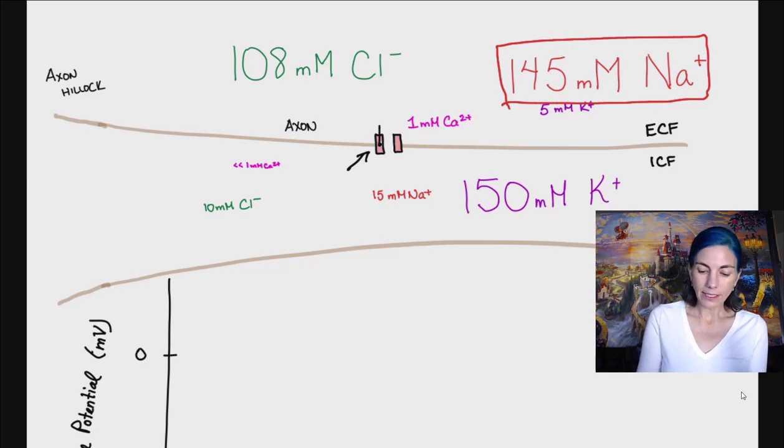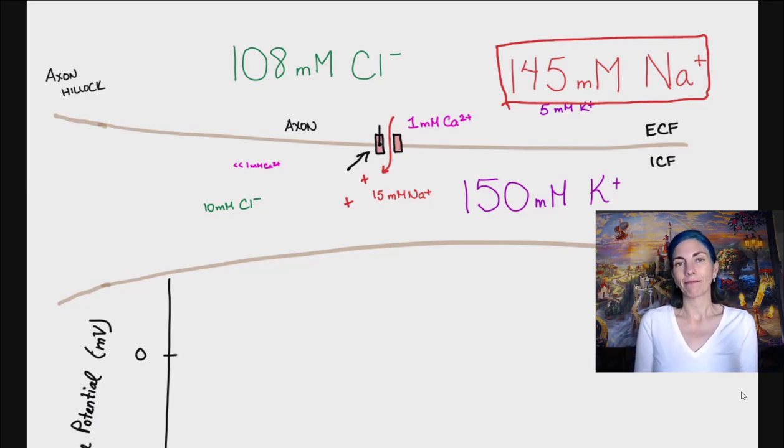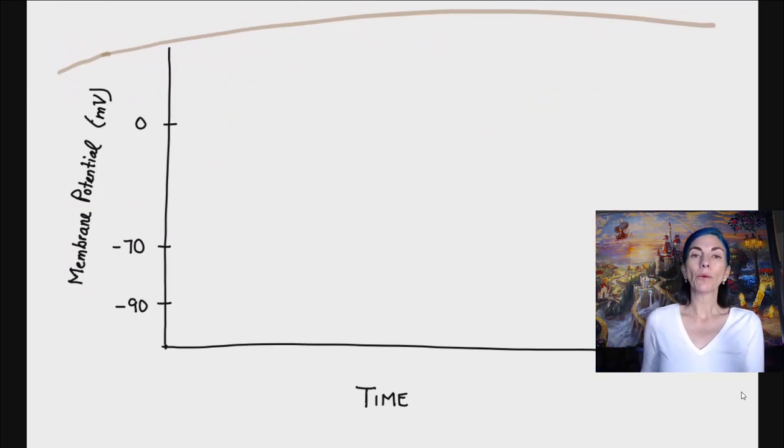So let's say that sodium starts coming into the cell. Well, that's bringing positive charge into the cell. What is that going to do to the membrane potential? Well, the membrane potential was at -70, but now additional positive charge is starting to come in, and so that's going to take that membrane potential and it's going to start making it more positive. So you would see that change on a graph like so.